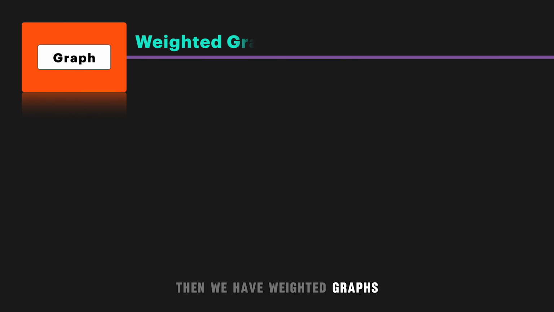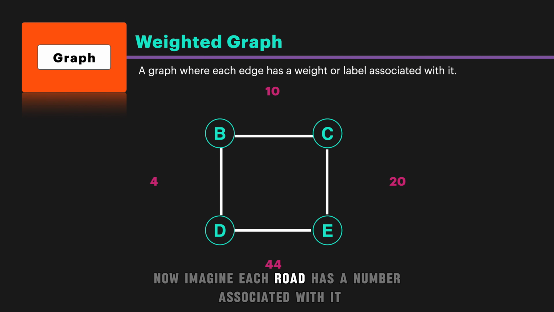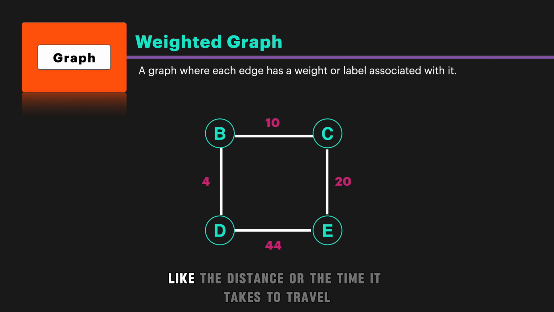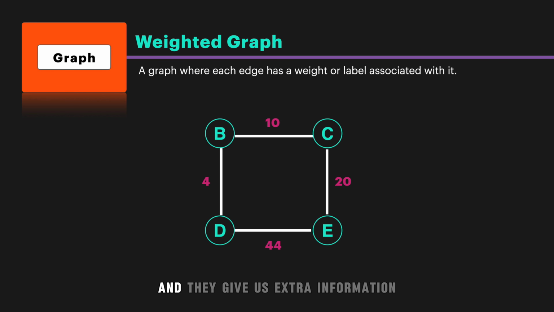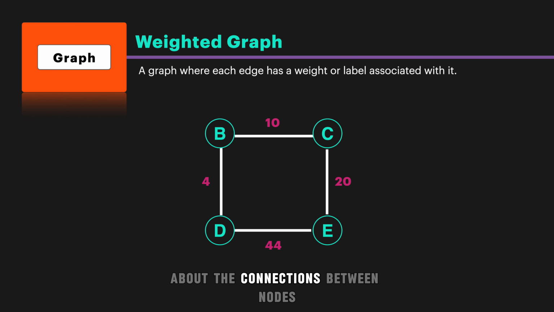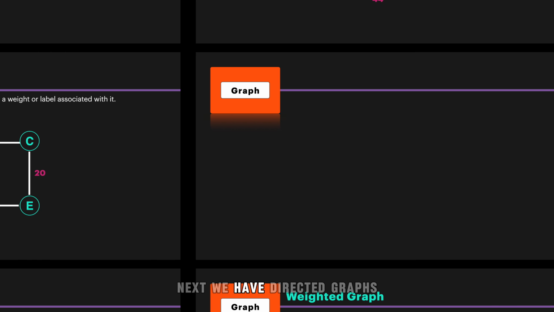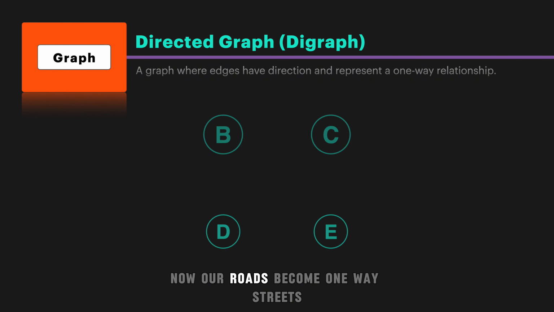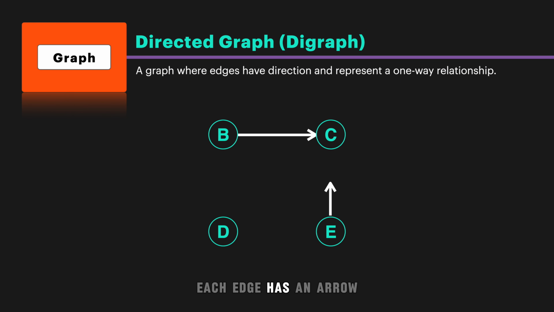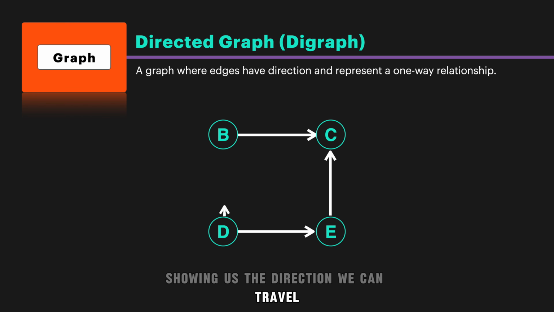Then we have weighted graphs. Now, imagine each road has a number associated with it, like the distance or the time it takes to travel. Those numbers are called weights, and they give us extra information about the connections between nodes. Next, we have directed graphs. Now our roads become one-way streets. Each edge has an arrow, showing us the direction we can travel. It's like a city with a lot of one-way streets.